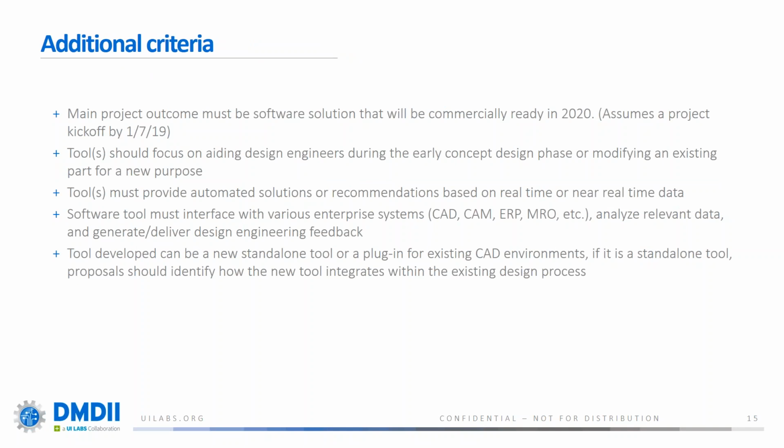And these are some additional criteria, which is that the main project outcome must be a software solution that will be commercially ready in 2020, which is assuming a project kickoff by January of 2019. The tool should focus on aiding design engineers during the early concept design phase or modifying an existing part for a new purpose, so a redesign of a part perhaps.